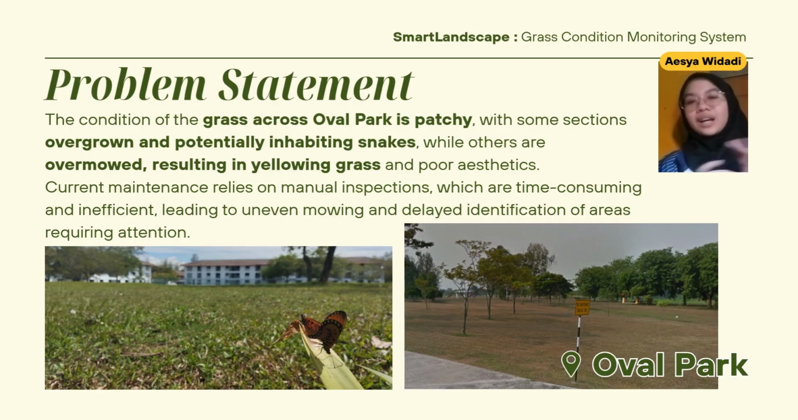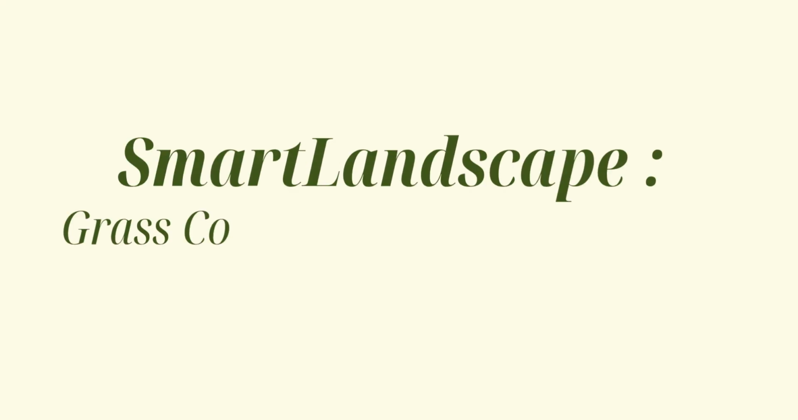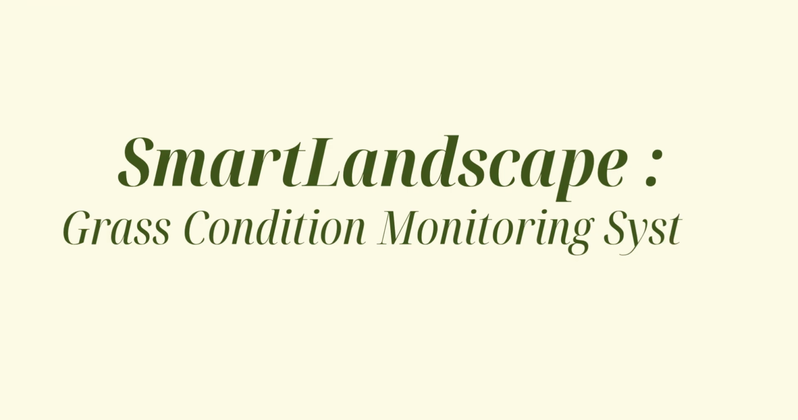Manual inspection of the entire area is time-consuming, which may be the cause of why some areas are overmowed, while others are overlooked. This is why we introduce Smart Landscape, a green condition monitoring system that may solve all these problems.